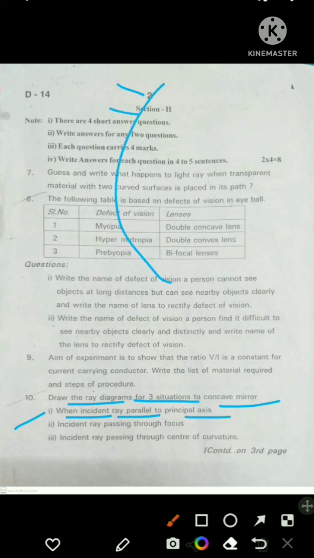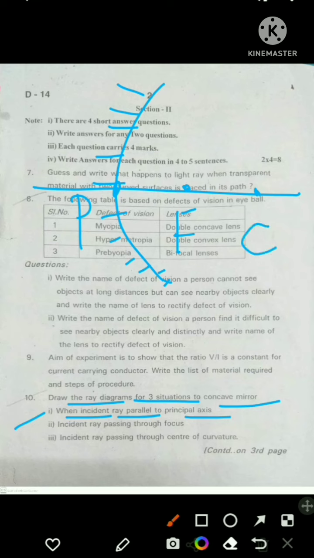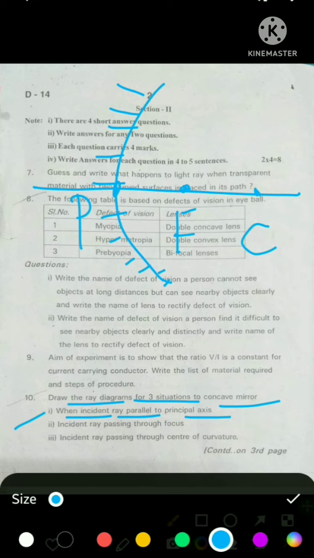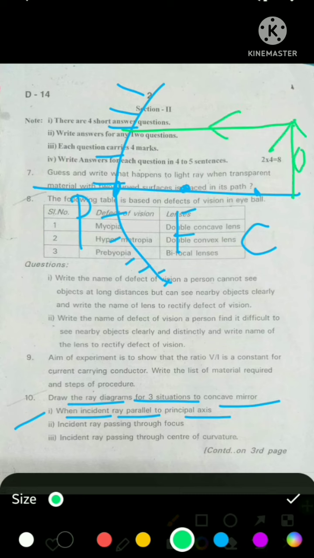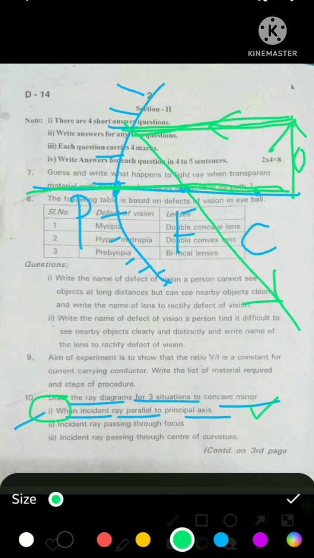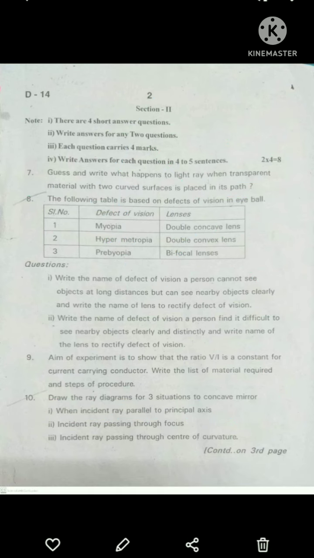Now the 10th question: draw the ray diagrams for 3 situations for a concave mirror. First is when the incident ray is parallel to the principal axis. Remember, this is my concave mirror in which I have pole P, focus F, and center of curvature C. The question says a ray is parallel to the principal axis. Let us suppose there is an object O. From that object O, a ray is parallel to the principal axis. This is called the principal axis, the line on which P, F, and C lie. Whenever a ray is parallel to the principal axis, it passes through the focus. So we have drawn that diagram.